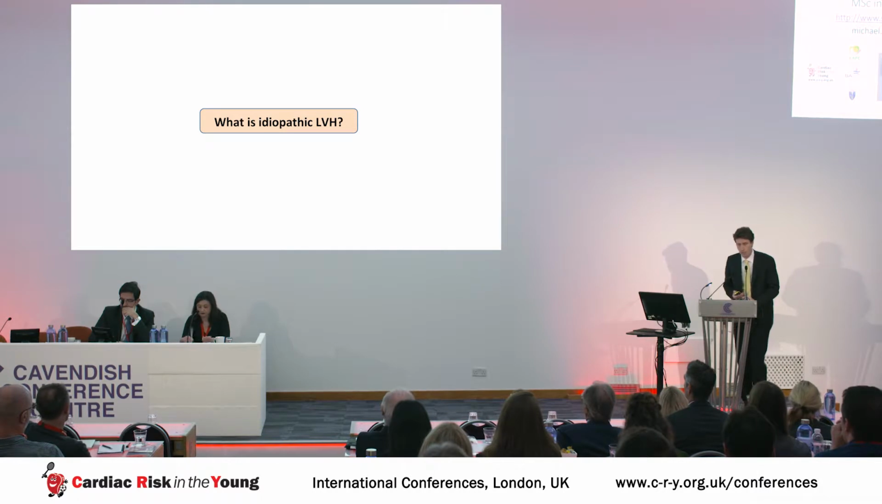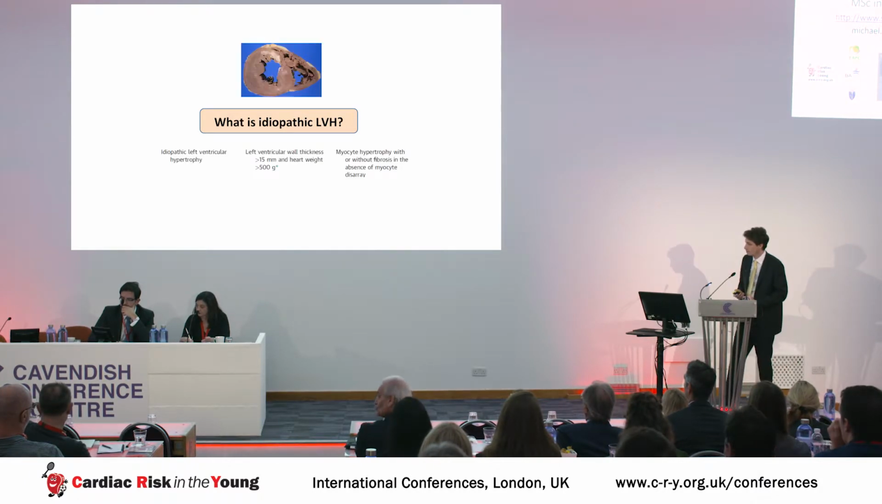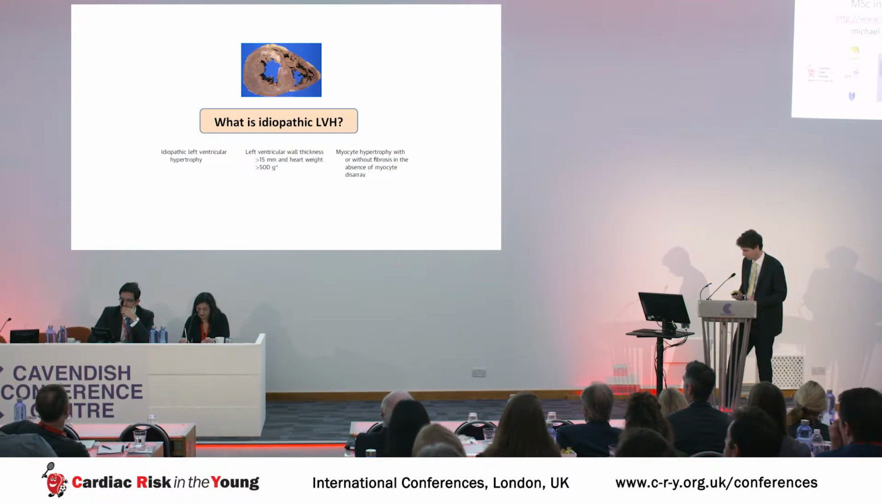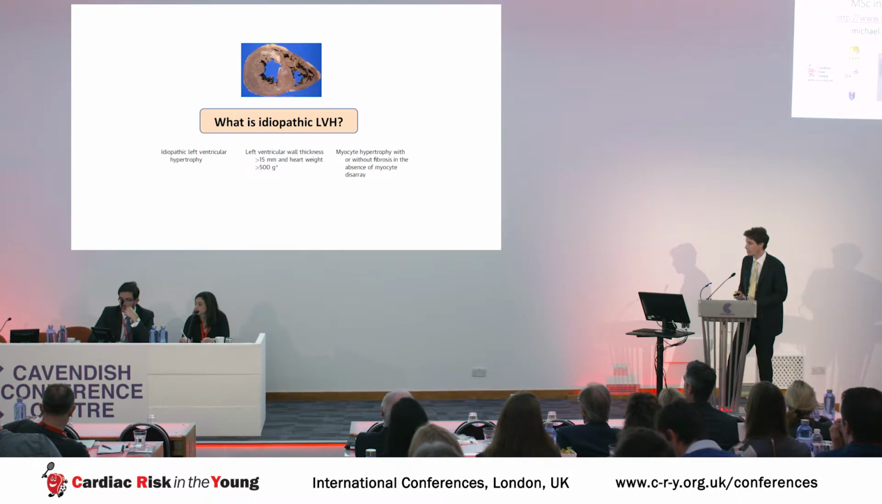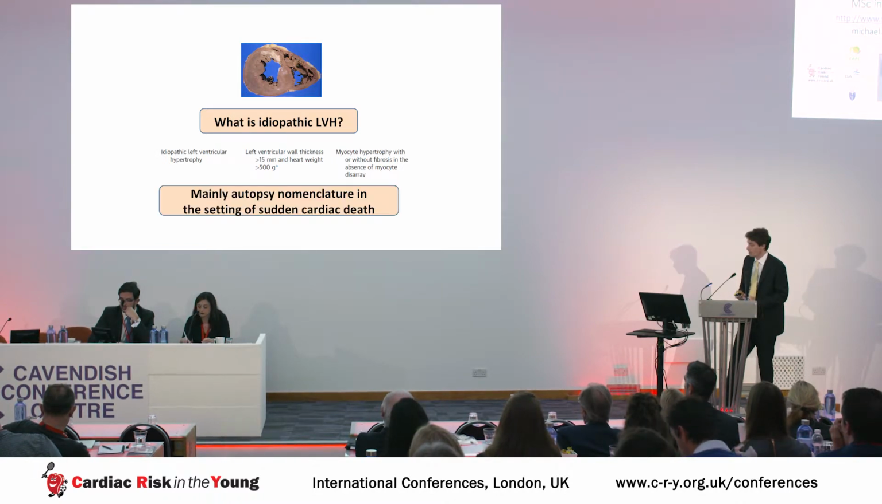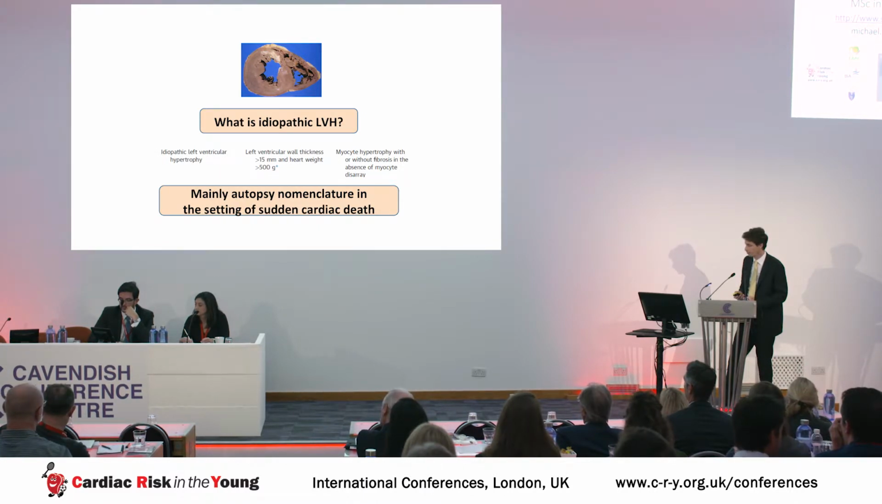So, what is idiopathic LVH? It is defined as a heavy heart, so more than 500 grams in males and more than 400 grams in females, in the presence of myocyte hypertrophy, with or without fibrosis, in the absence of significant myocyte disarray, and of course where left ventricular hypertrophy is unexplained. It's mainly an autopsy nomenclature in the setting of sudden cardiac death.